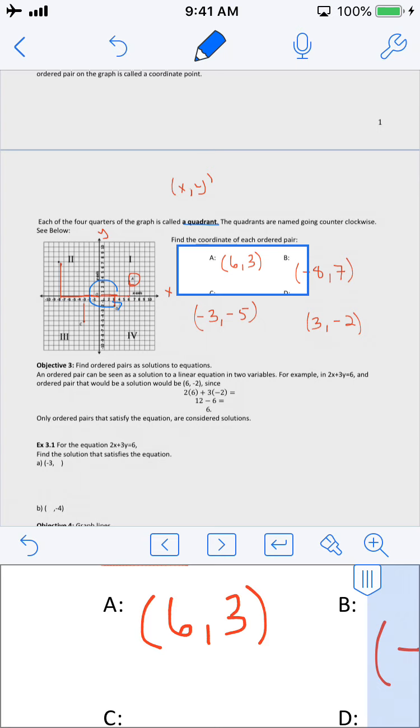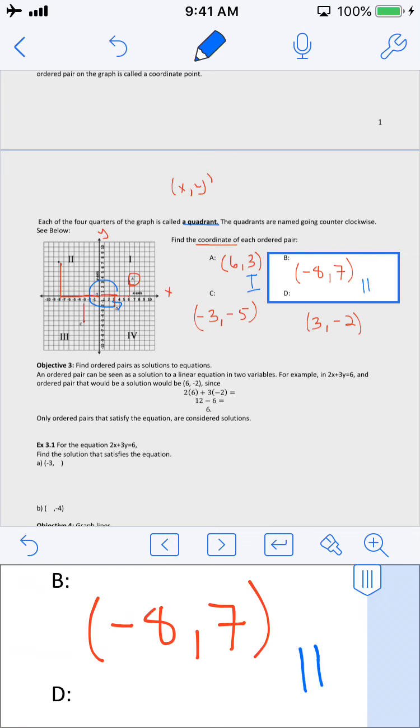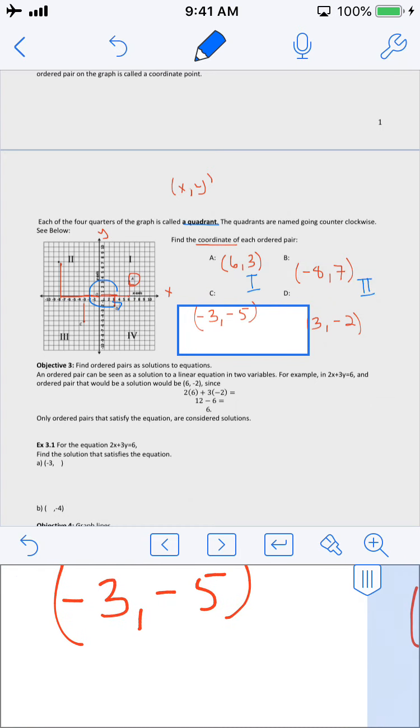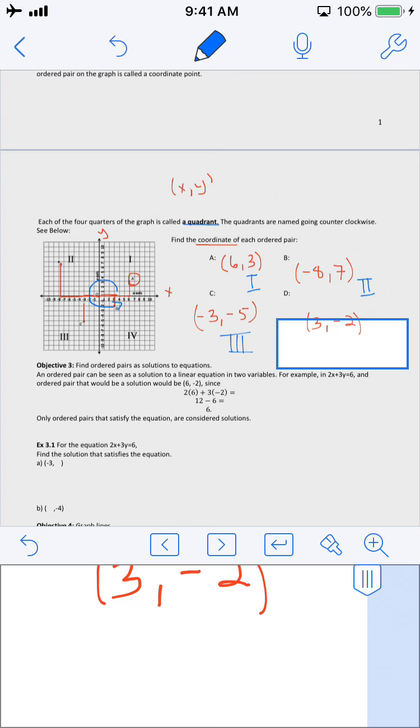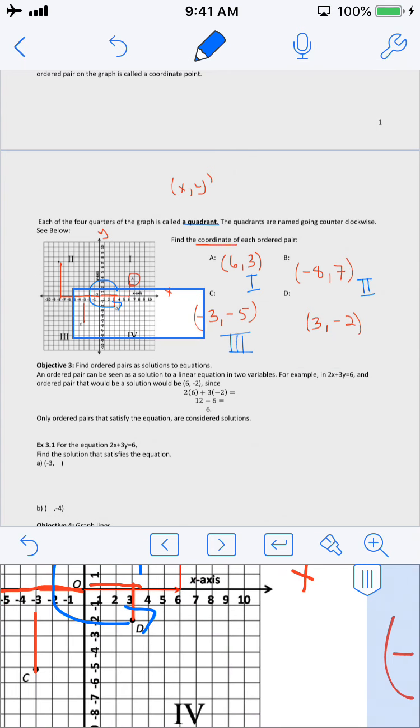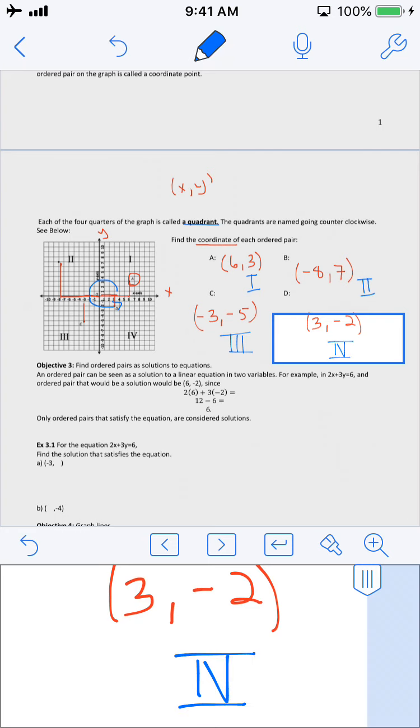So A is sitting in quadrant 1, which we would write as a Roman numeral I. B is quadrant 2, which we would write as Roman numerals II, 2 I's. C is in quadrant 3, which would be, shocker, 3 I's. And D is in quadrant 4, which we would write as IV. Now, Roman numerals, why don't you just write 4 I's? It's because it's not a tally mark system. V is 5, and then 1 in front means 1 away from 5, so that would be 4, right? 5 would be V, 6 would be VI.